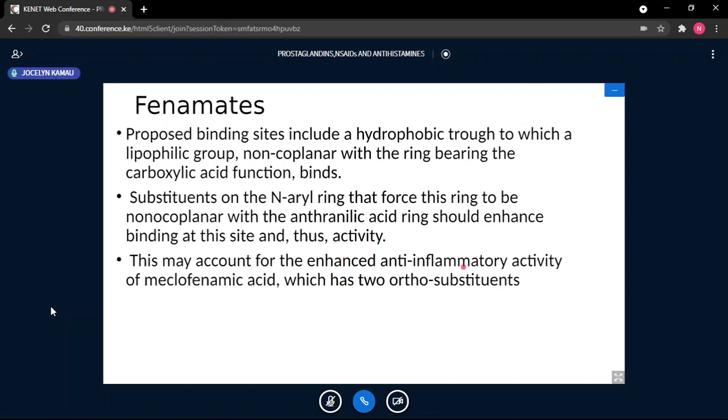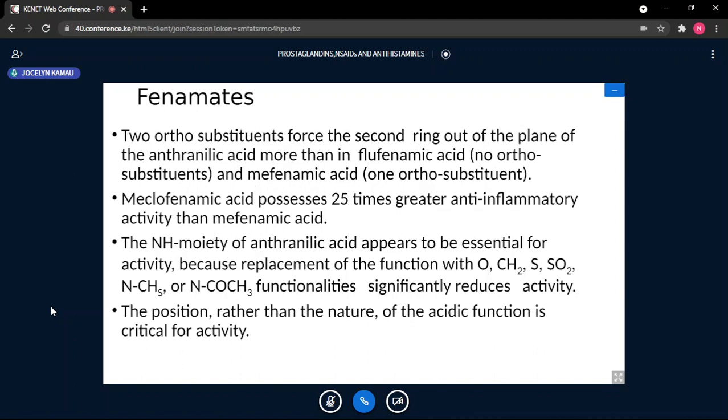This may account for the enhanced anti-inflammatory activity of meclofenamic acid, which has two other substituents, as compared to mefenamic acid and flufenamic acid, which have only one ortho. So you can see in meclofenamic acid, the two other substituents force the second ring out of the plane of the anthranilic acid, more than in flufenamic acid, which has no other substituents, and also more than mefenamic acid, which has one other substituent.